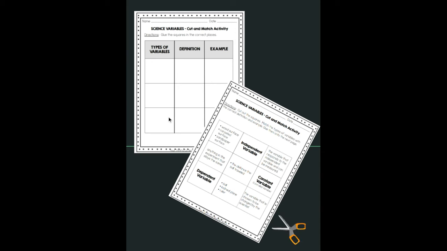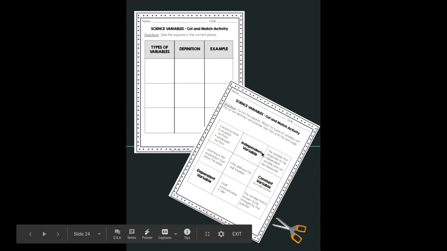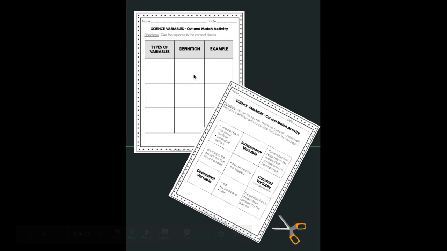column. Then you're going to look at your cutouts and find the definition for each of those types of variables. So for independent variable, you would find the definition and glue it next to where you had placed independent variable. Then you are going to determine what examples you have for those types of variables.